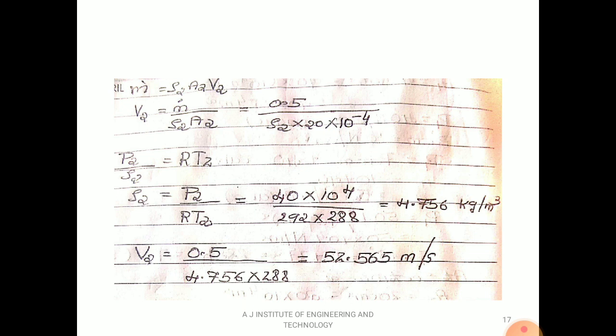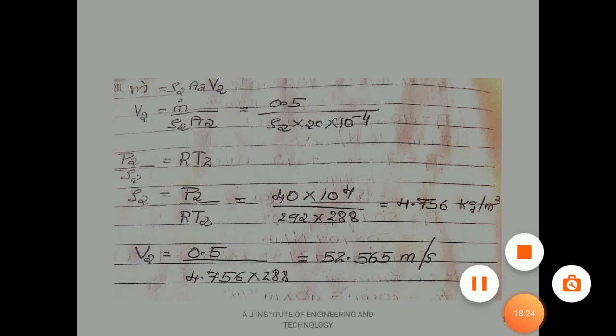Just back substitute the rho 2 value in V2. We get V2 equal to 0.5 divided by 4.756 into 288. That is equal to 52.565 meter per second.